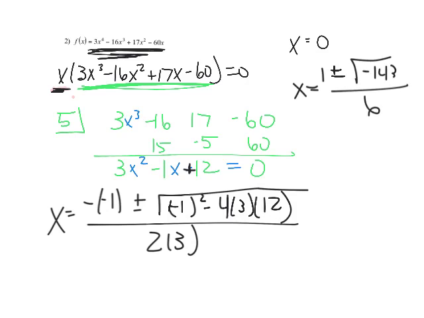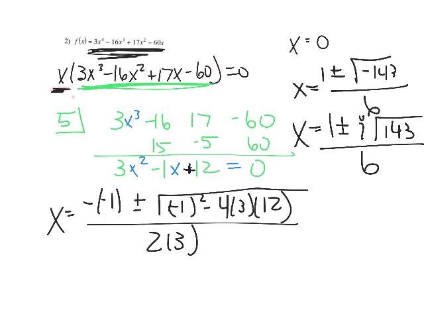The radical is not going to break down, so you're not going to simplify it in any way other than taking care of that negative. Remember, when you have that negative, it's going to be x equals 1 plus or minus i coming out of there. So then i times radical 143, over 6.